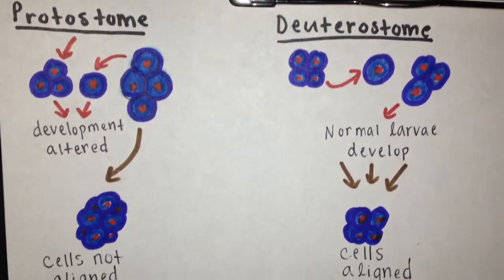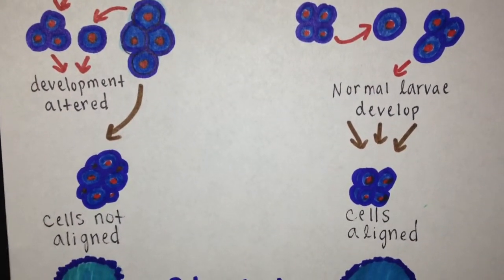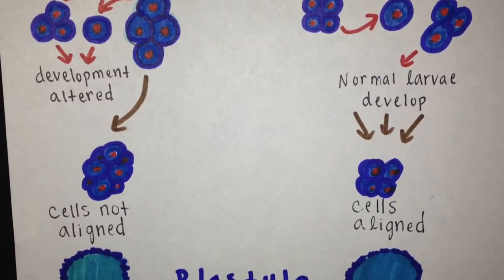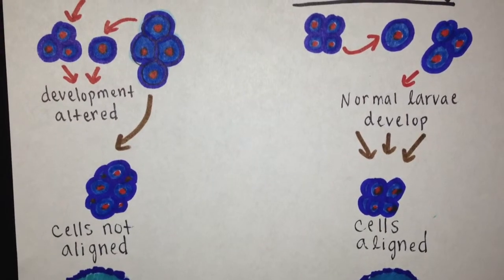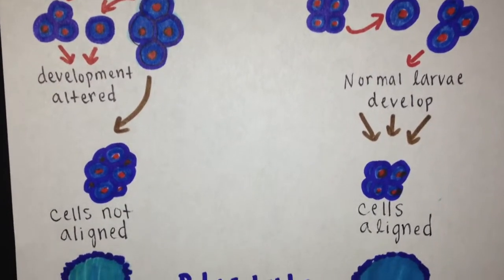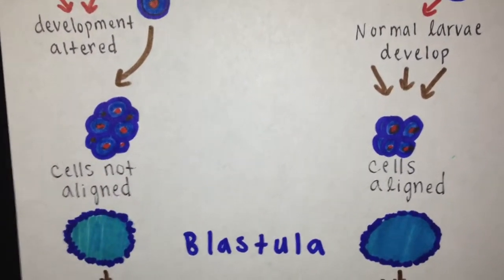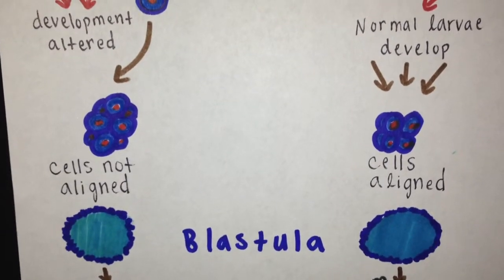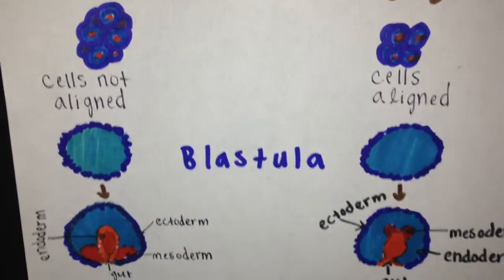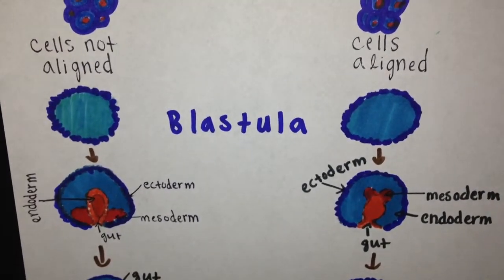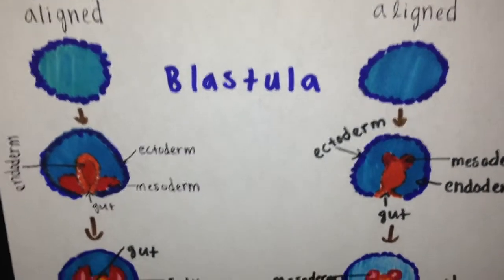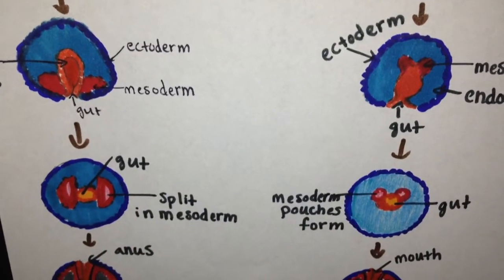Another difference is in the cell alignment at the 8-cell stage. Protostome cells are offset, giving them a spiral appearance. Deuterostome cells are aligned at the 8-cell stage. Blastula forms in both types of development. However, changes occur in the location of the mesoderm. Protostome mesoderm is located near the gut, while the deuterostome mesoderm forms two pouches opposite the gut.